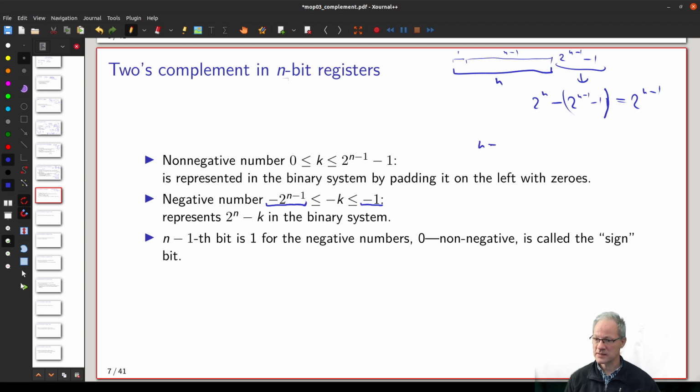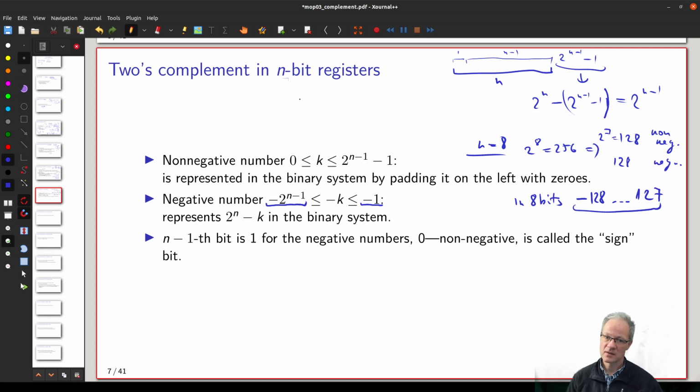Okay, so let's say n is equal to 8. That means 2 to the 8 is equal to 256. We are going to have 2 to the 7, which is 128, non-negative numbers, and also 128 negative numbers. Therefore, in 8 bits, we can store minus 128 till 127. So these are the values that we can store in 8 bits using 2's complement.